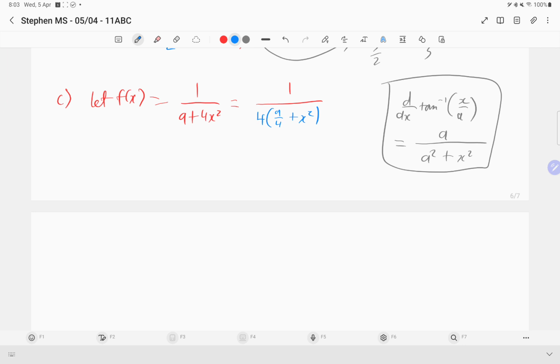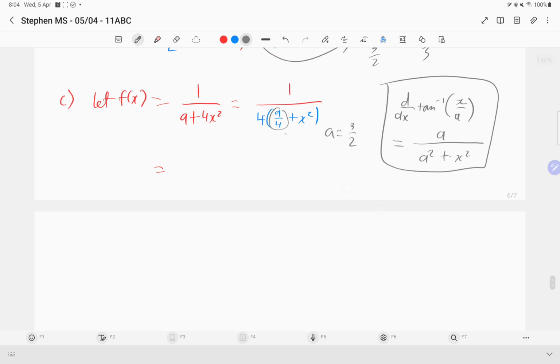We want A equals 2 values. I don't know. No, not yet. Remember, this is 1. You want A. What's A? A is 1 right now. No. A is whatever, 9 on 4. No, it's 3 on 2. A squared equals 9 on 4. Yeah. That's why A equals 3 on 2.